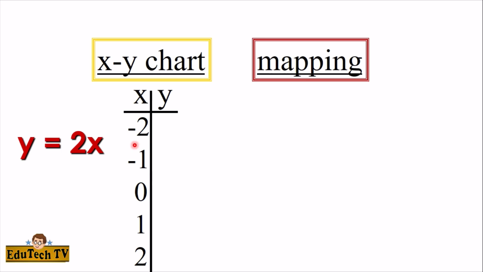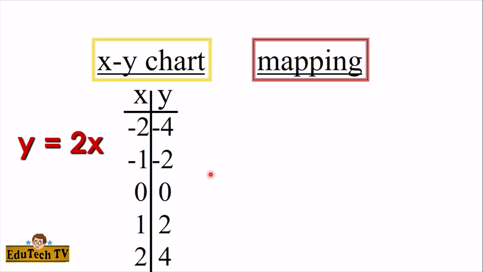Then, substitute natin yung values ng x. Halimbawa, negative 2. Pag yung x daw dito ay negative 2, ano yung magiging value ng y? So, -2 times negative 2, that's 4. Next, pag negative 1 naman, -2 times negative 1, that's 2. Pag 0, that's 0. Pag 1, -2 times 1 is -2. -2 times 2, that's -4.